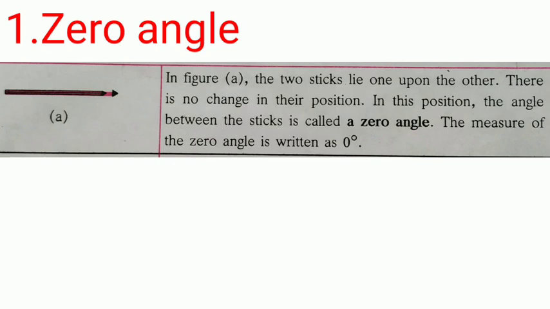Now see the types of angle one by one. Number 1, zero angle. In this angle, there are two sticks lying one upon the other. There is no change in their positions. In this position, the angle between the sticks is called a zero angle. The measure of the zero angle is written as 0 degree.